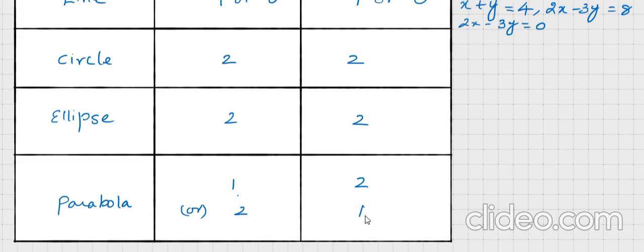For example, if you are asked to write some equation of a parabola, you must write like this: x square equal to 4y. Why? Because I am fixing the degree of x as 2, so the degree of y must be 1.